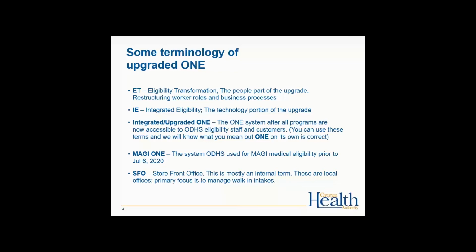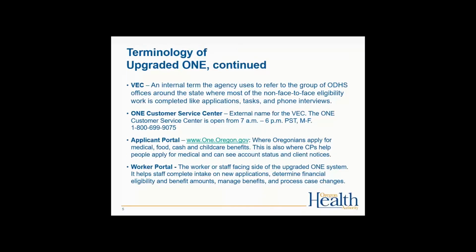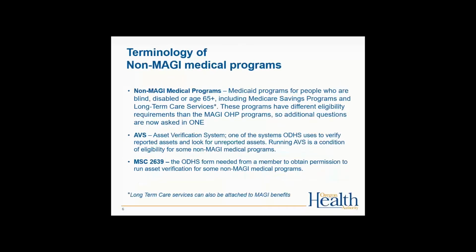I'm not going to go through these screens of standard terminology, but we've decided to leave them in all of the presentations as a reference point. We are assuming today that people have a basic understanding of the One system, of integrated eligibility, and that programs fall into two categories, MAGI and non-MAGI. And that the system has the worker portal and the applicant portal.